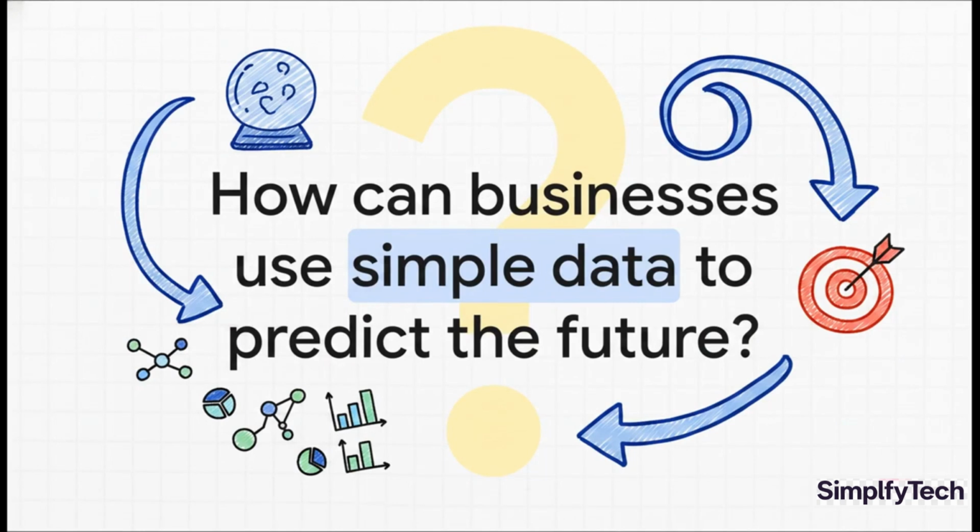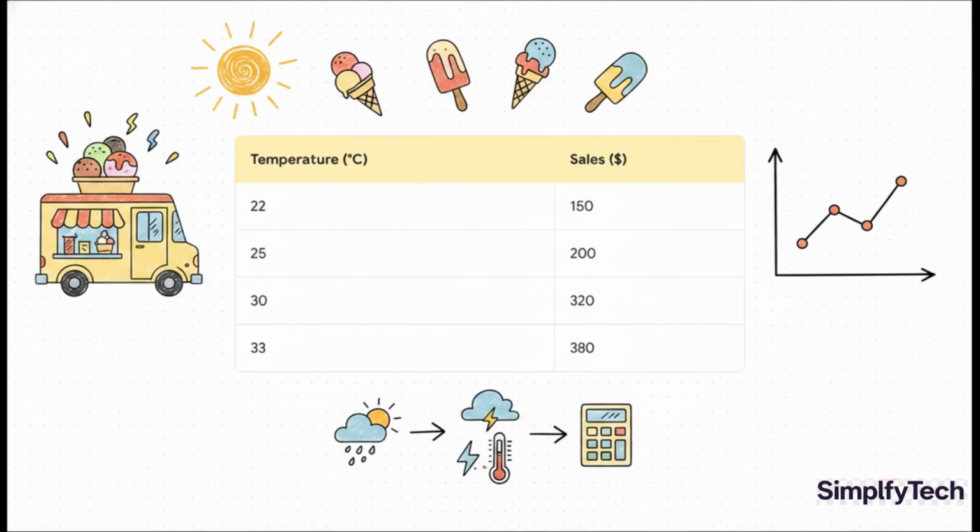So this whole thing kicks off with a question that, honestly, almost every business asks itself. How can we take the data we already have and use it to make smarter guesses about what's just around the corner? Let's figure this out with a real-world example. So meet Jeff. He's got this ice cream truck, right? And he's noticed something pretty obvious. When it gets hotter, he sells more ice cream. But just knowing he'll sell more isn't super helpful. To run his business well, he needs to know how much more based on the weather forecast.